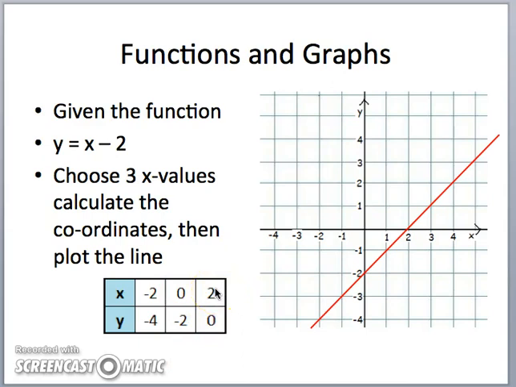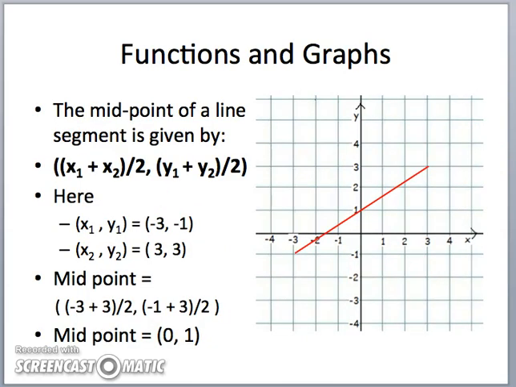And then we can plot these on our graph. (-2, -4), (0, -2), and (2, 0). That is enough to give us this straight line, which we can then extend both sides of the coordinates we used.